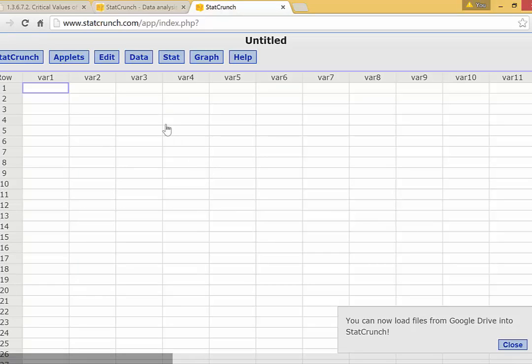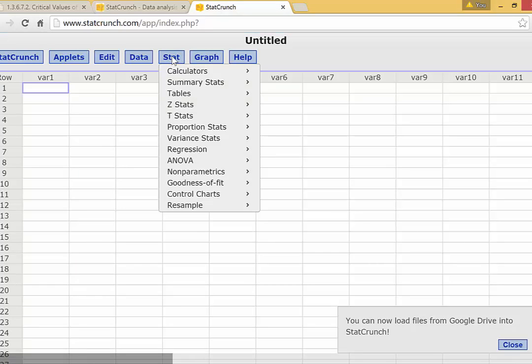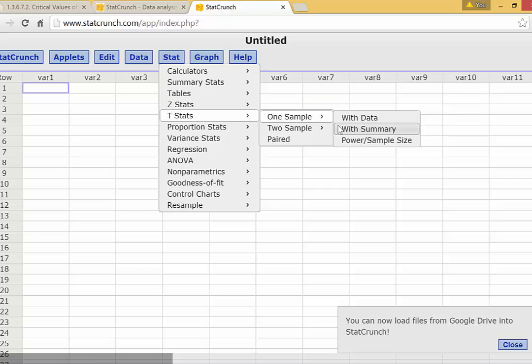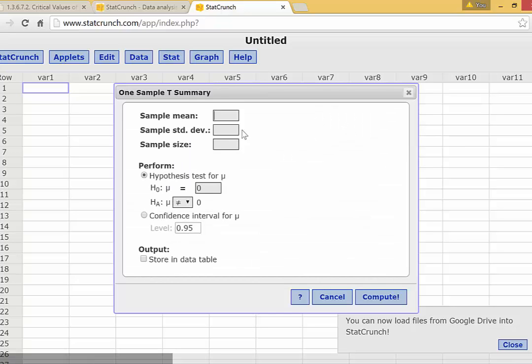In order to use StatCrunch to find this, we'll click Stat, T-Stats, one sample with summary. The sample mean was 2.35. The sample standard deviation was 0.2. The sample size is 50. And the null hypothesis was that the population mean was 2.4.